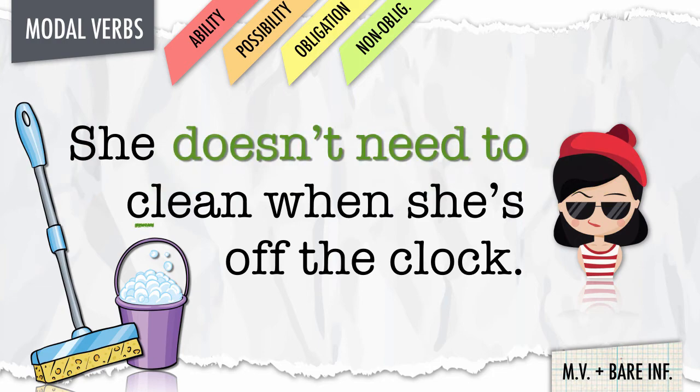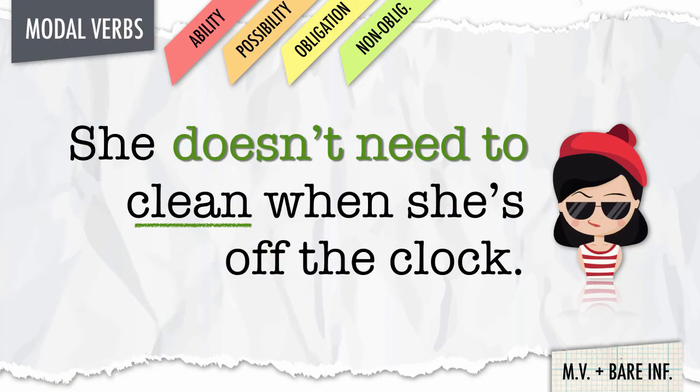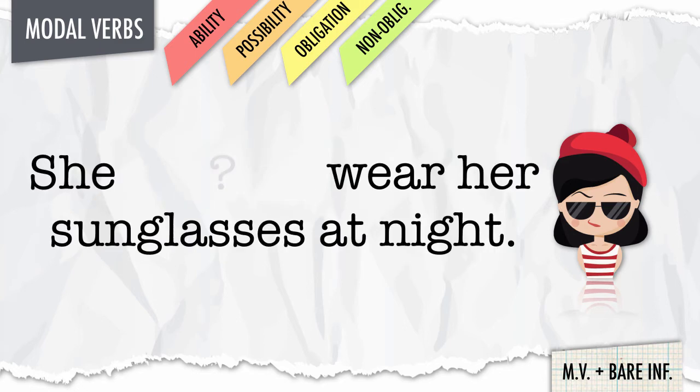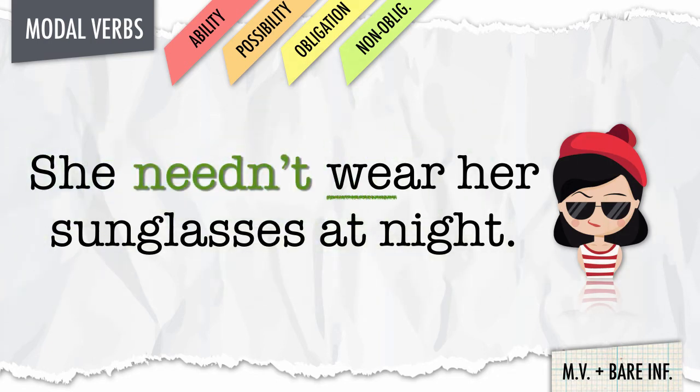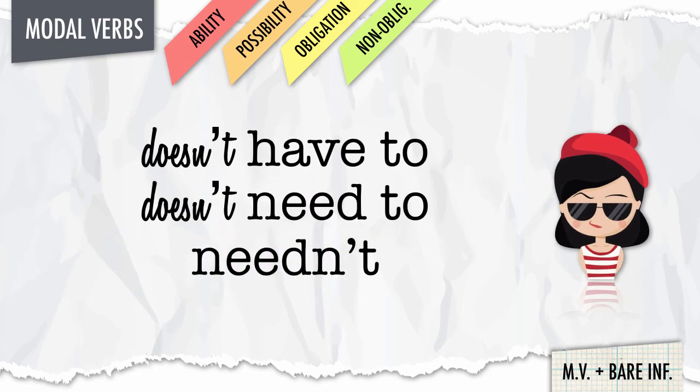She doesn't need to clean when she's off the clock. She could help her coworkers, sure, it's possible, but she's not obliged to do it. And she needn't wear her sunglasses at night, unless, of course, she wants to. Doesn't have to, doesn't need to, and needn't are modal verbs we use to express non-obligation.